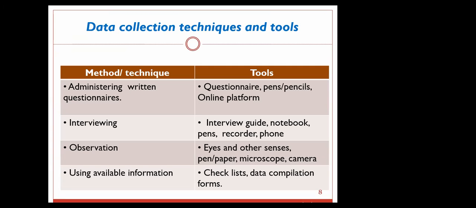And then for the method interviewing, the tool will be an interview guide, being some questions that you put together that will guide the discussion, a notebook, pens, a recorder, phone. For a method called observation, you shall use your eyes and other senses. So while we're calling it observation, you look and maybe you touch and feel this. So for observation, it's not only the eyes, but the ears and whatever else is all part of observation.